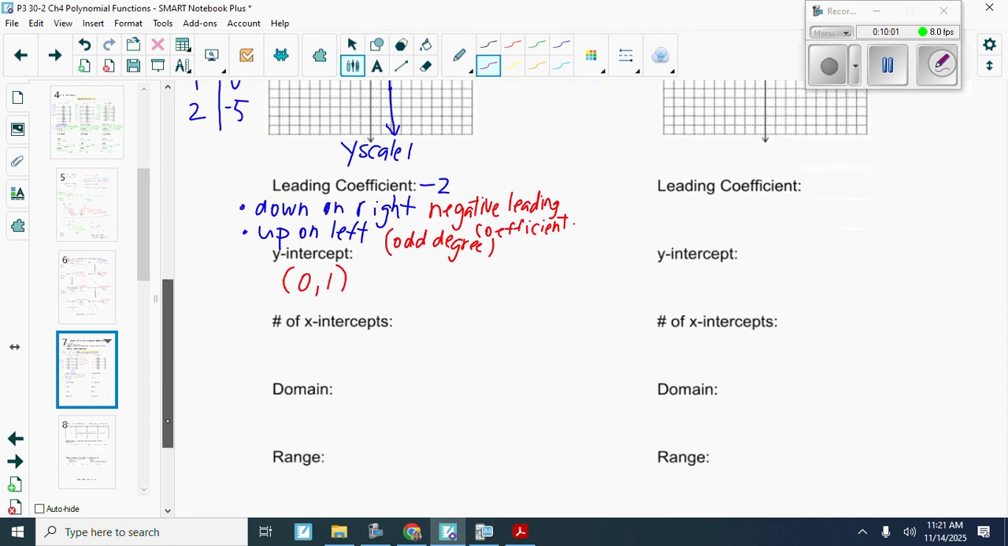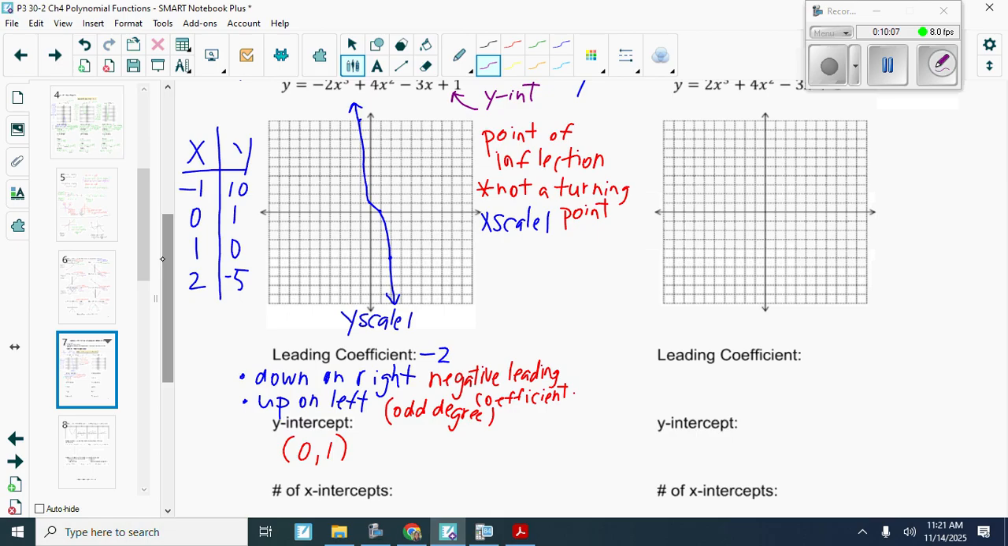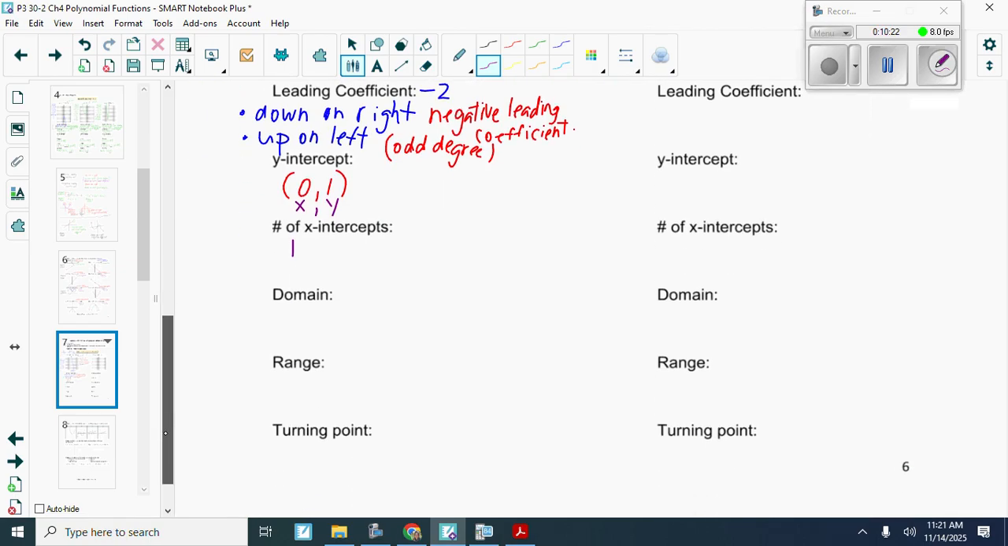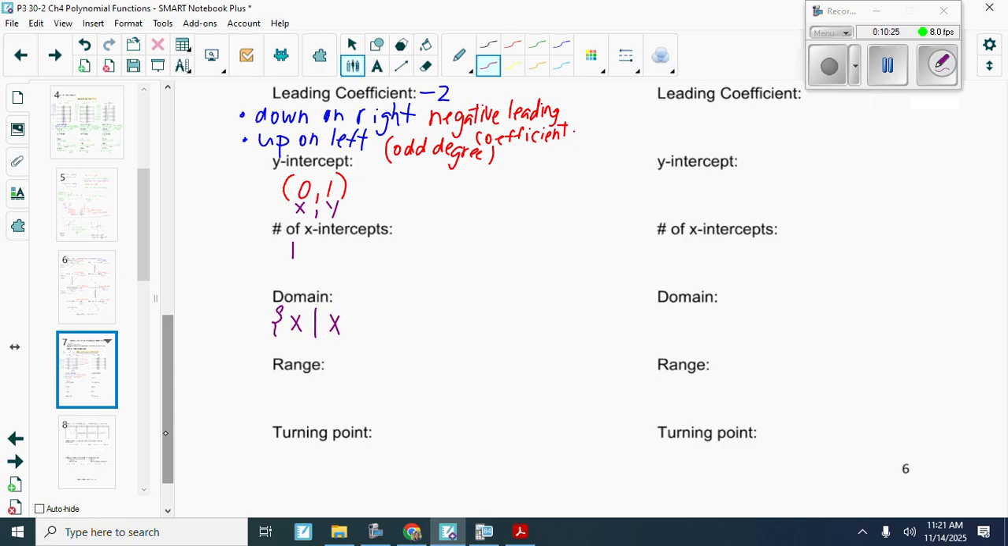We're going to finish up this one. How many x-intercepts do we have? Wouldn't the y-intercept be 1 and 0? No, x, y. That's okay. Yep, x and then y. There's one x-intercept. Guys, is there any restriction on x? No. Good job. Restriction on y? There's no restriction on y. And turning points: there are no turning points, because instead it has a point of inflection.